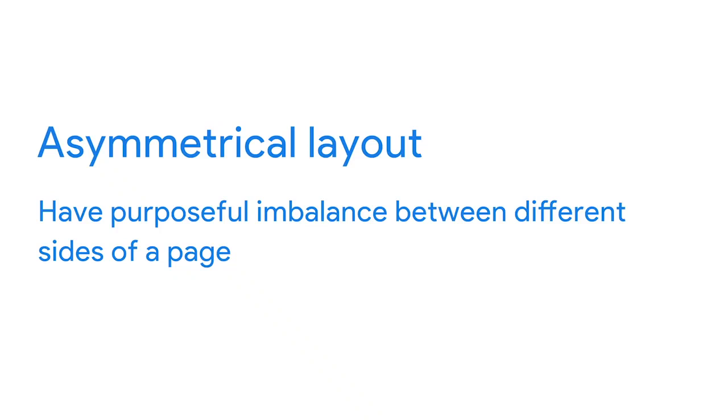All right, let's explore some more popular website layouts. Up next, asymmetrical layouts. Asymmetrical layouts have purposeful imbalance between different sides of a page. You may use an asymmetrical layout to place emphasis on certain parts of the page, such as images or headlines. Two common types of asymmetrical layouts are F-shape and Z-shape.